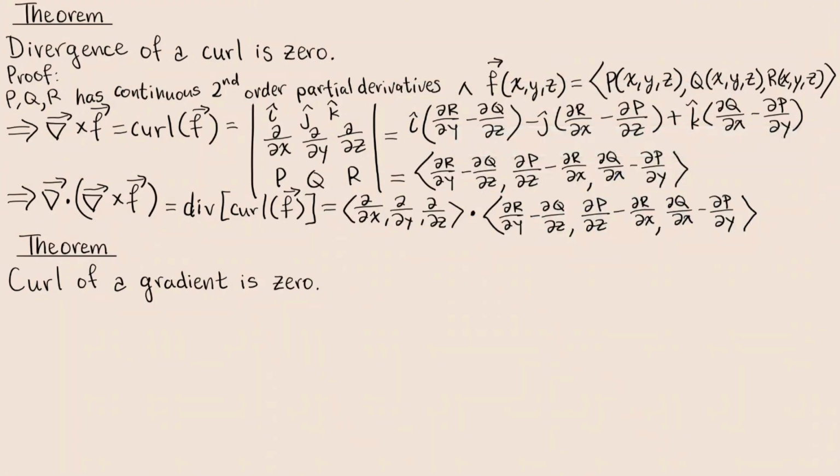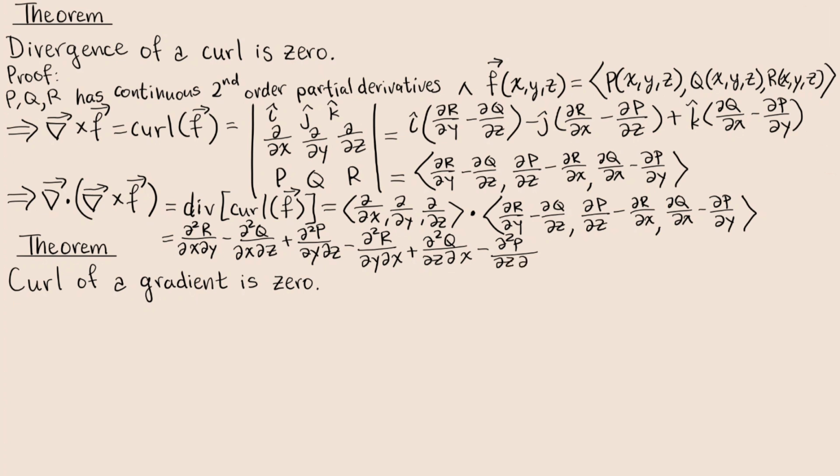All right. Let's see what this is equal to. So I'm going to have partial squared R over partial x partial y, minus partial squared Q over partial x partial z, plus partial squared P over partial y partial z, minus partial squared R over partial y partial x, plus partial squared Q over partial z partial x, minus partial squared P over partial z partial y.